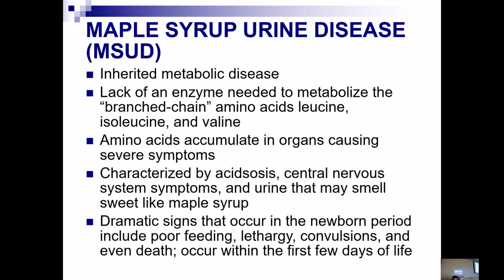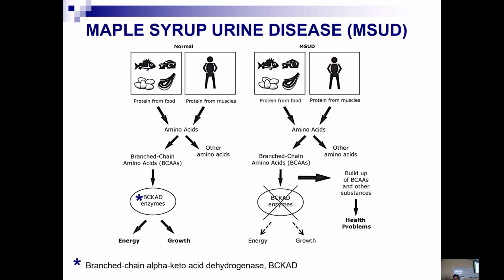Oftentimes we diagnose this through the newborn screen, but often the nurses in the neonatal ICUs and nurseries are going to note these failure to thrive babies. They're not going to feed well, and they're going to be lethargic. They'll note that the urine smells like maple syrup, often before the test results even come back. Sometimes death can occur within the first few days of life, so it's really important that nurses recognize this.